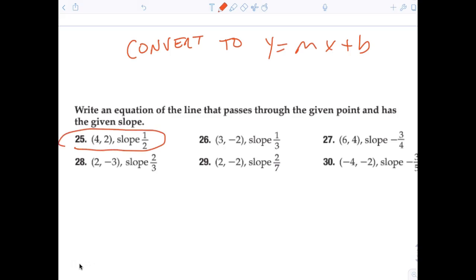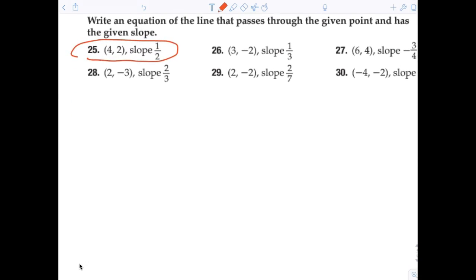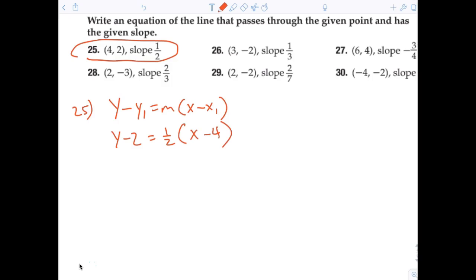I want you to write the equation. What would it be, Colin? y minus y1 equals m times parentheses x minus x1. Good. Beautiful. So now what? y minus 2 equals 1/2 times parentheses x minus 4. You are awesome. Perfect so far. Girls, so far so good?